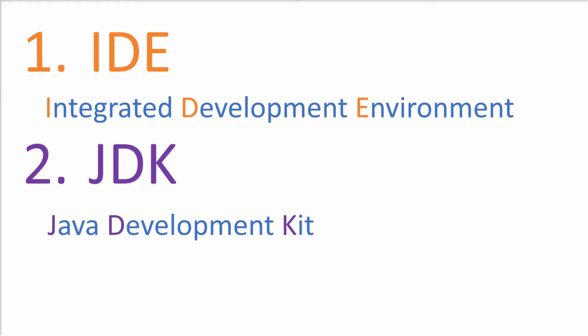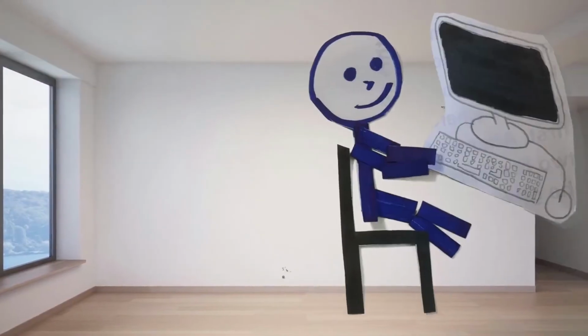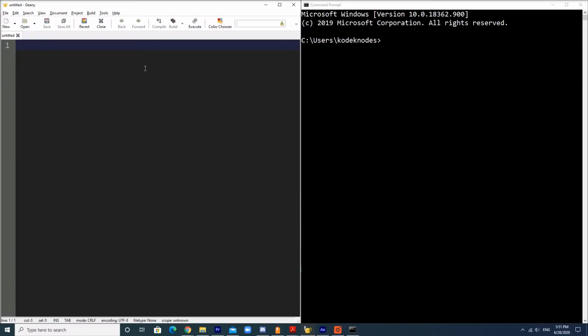Now that you have finished downloading the necessary software for your computer, welcome to your first program. First, have your Genie open and the terminal window or command prompt open on the right. We will call this Java program Hello World, and it's a common program that all basic Java programmers start off with.